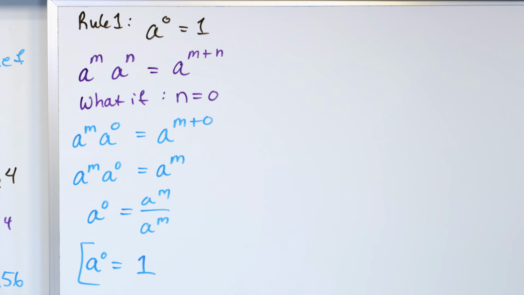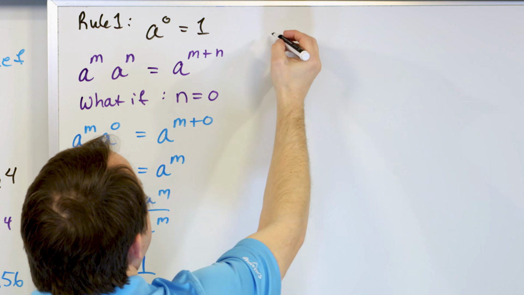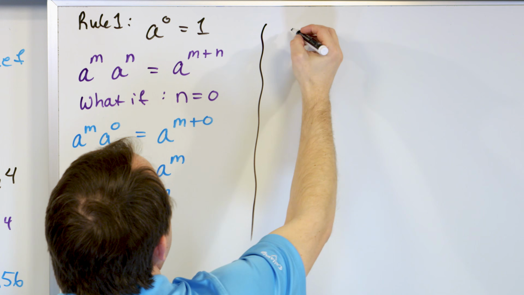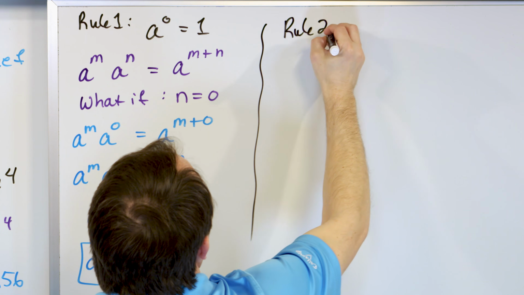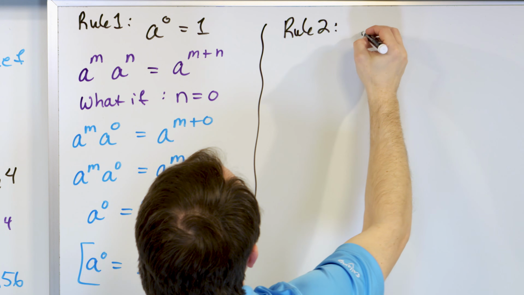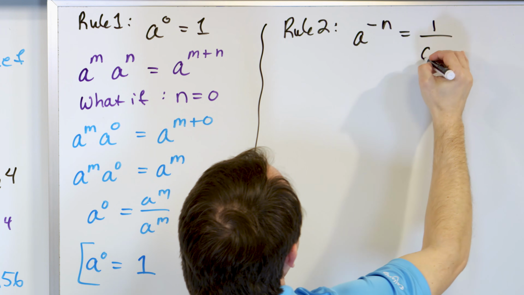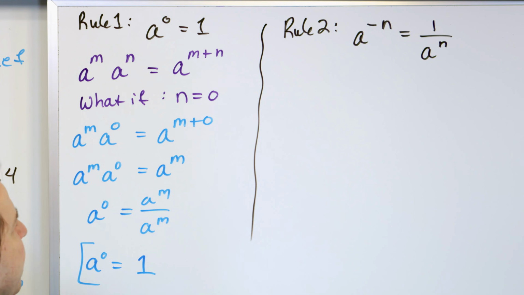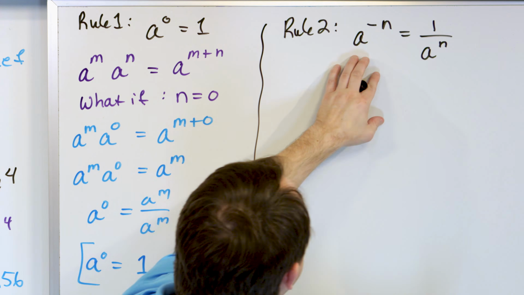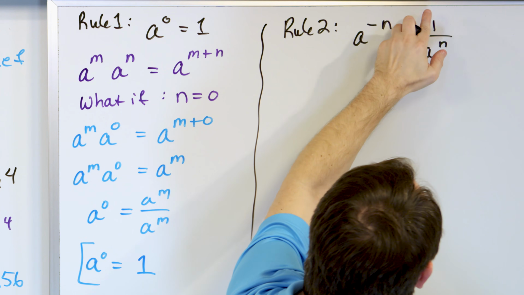All right? So that's where it comes from. Now let's talk about rule number 2. So rule 2 is almost more important, really. A to the negative n is equal to 1 over a to the n. This is the one you're going to use constantly when you're solving problems. When you see a negative exponent, you just make it a positive exponent by pulling it downstairs.